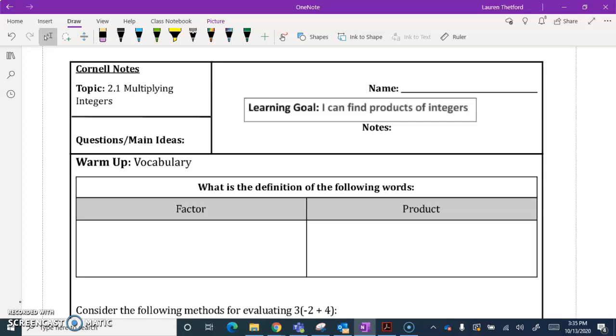Our learning goal today is that I can find the products of integers. So for 2.1, we're multiplying, so that makes sense because we are finding the product, and the product is the answer to a multiplication problem.